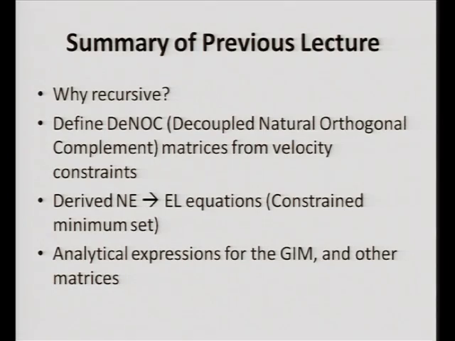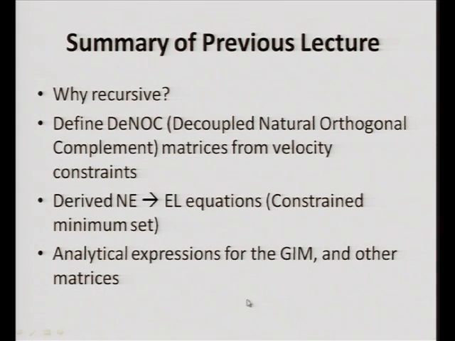Good morning friends. So, today is the second lecture of recursive robot dynamics. So, let us look at the summary of the previous lecture. In the last lecture I told you why recursive dynamics should be used. I defined the DNOC matrices. DNOC stands for decoupled natural orthogonal complement matrices, which were derived from the velocity constraints of serially connected rigid bodies.